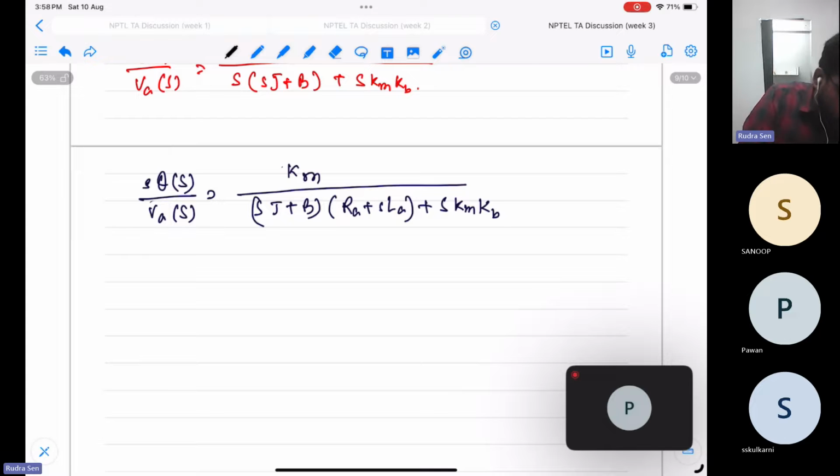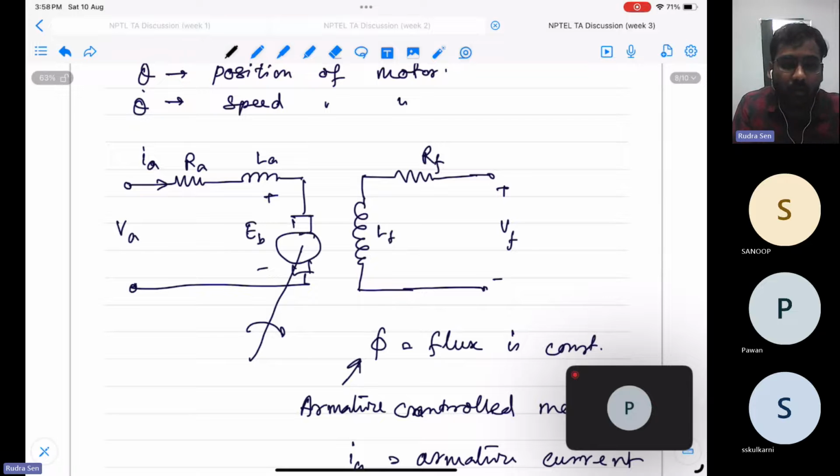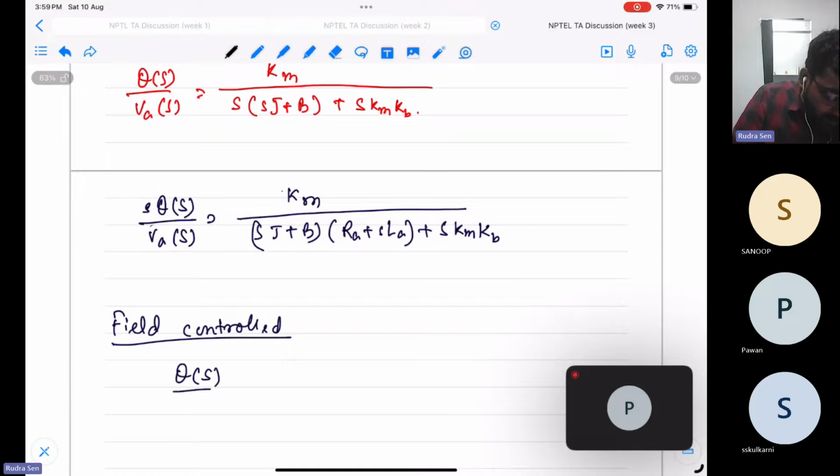But in case of the field control method, the main problem is that we cannot neglect the value of LF. If we neglect LF, there is nothing about the field, nothing about the flux, and the motor will never run. So that's why we cannot neglect LF for the field control method. So in case of field control, theta s by VFs always gives a third order model.